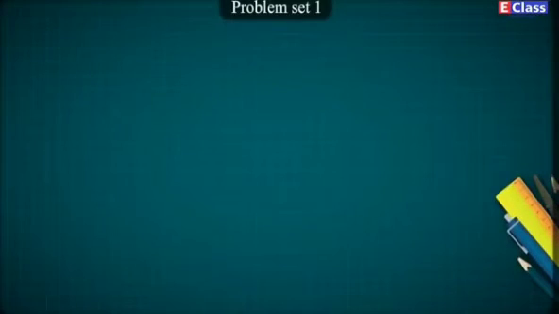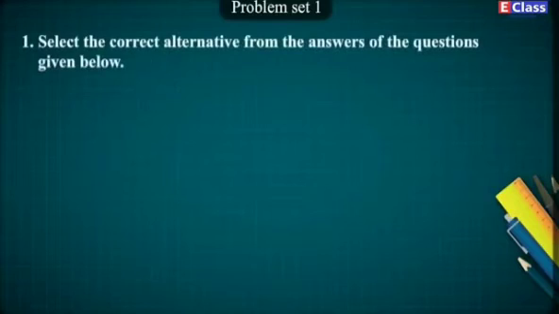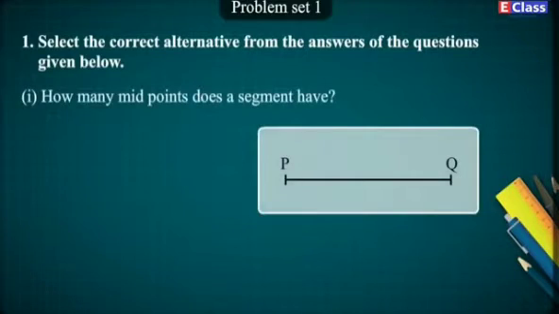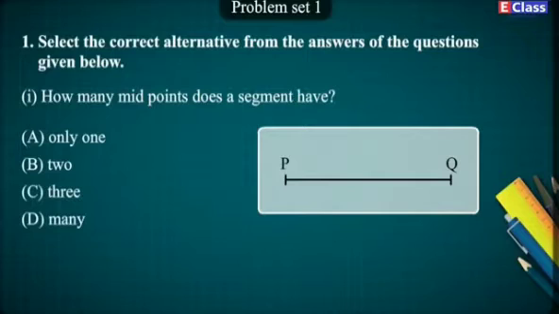Let us solve the problem set 1. 1. Select the correct alternative from the answers of the questions given below. 1. How many midpoints does a segment have? A. Only 1. B. 2. C. 3. D. Many. Answer A.